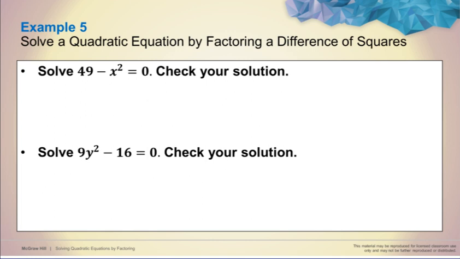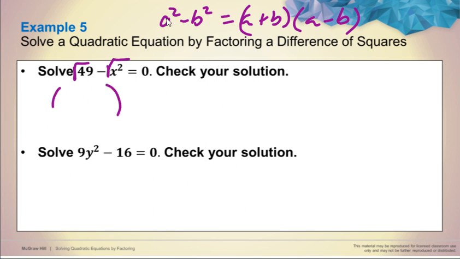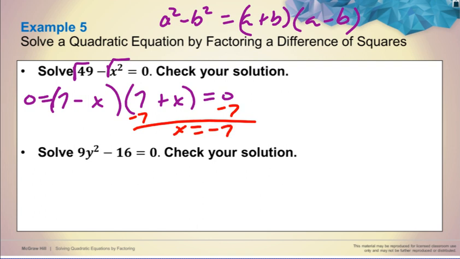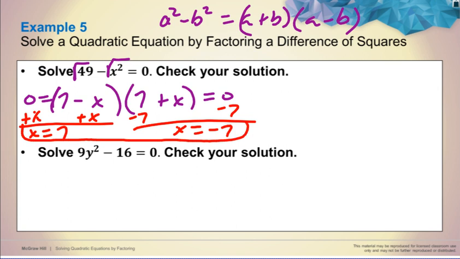Example 5, factoring a difference of squares. So a difference of squares, remember a squared minus b squared equals a plus b times a minus b. So here, perfect square here, perfect square here. So I have square root of 49 is 7 minus x, 7 plus x. And if I make both equal to 0, I can now solve. So here, I'm going to subtract 7 to get x by itself, and I get x equaling -7. Over here, I need to make my x positive, so I'm going to add x to both sides. And I would have x equaling a positive 7. Now, I could have subtracted 7 on both sides and then divided by -1. That would still give me the same answer.